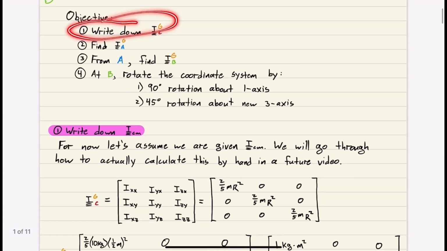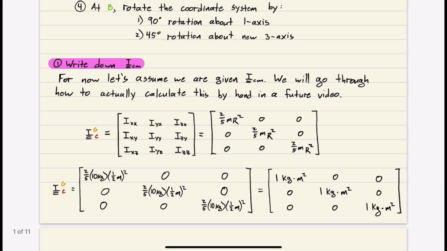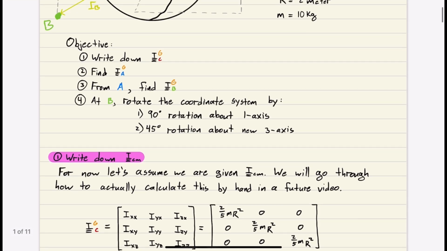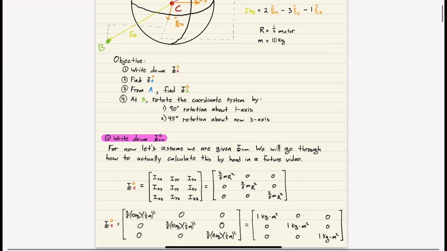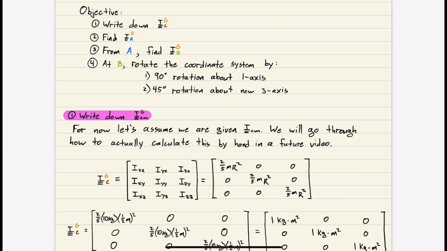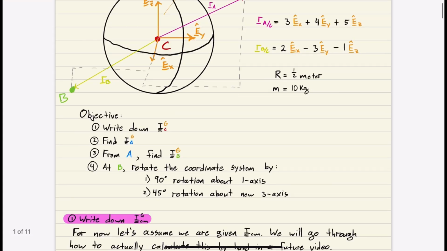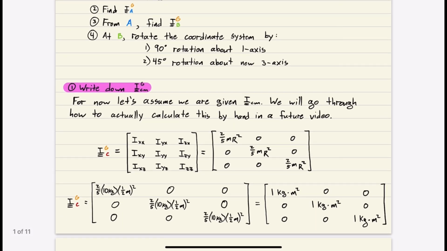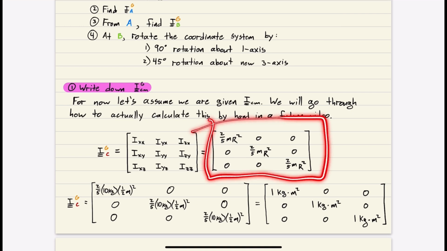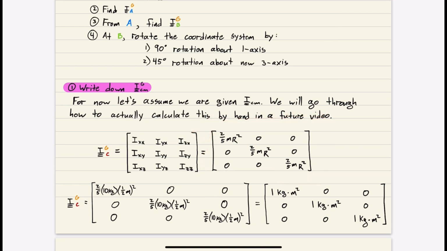Okay, step 1. Write down ICM. So this is, and this should be a little clearer, this should be G. So the inertia with respect to point C in G. For now, let's just assume this is something we're given. I will go through maybe how to actually derive these inertias in a different video, but right now, this is just something you can look up for a sphere. It's a simple enough shape, but this is the inertia with respect to the center of mass of a sphere.